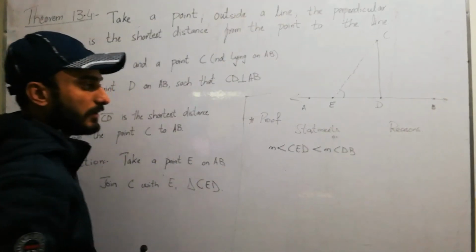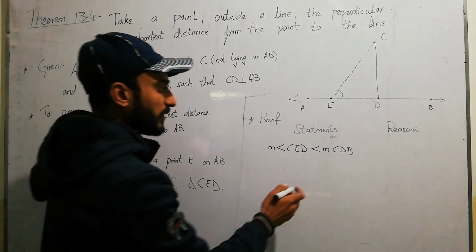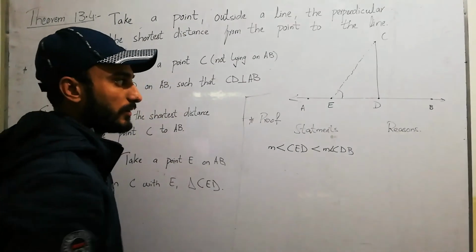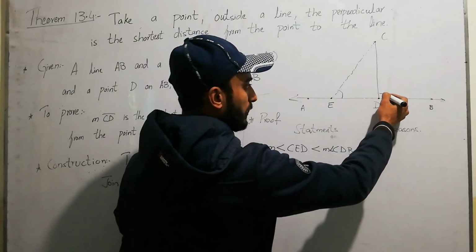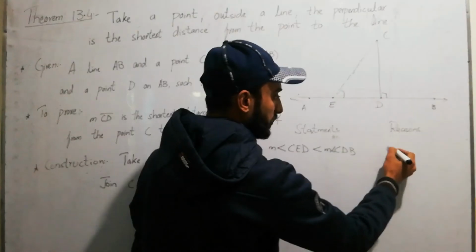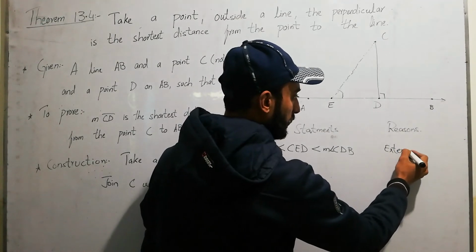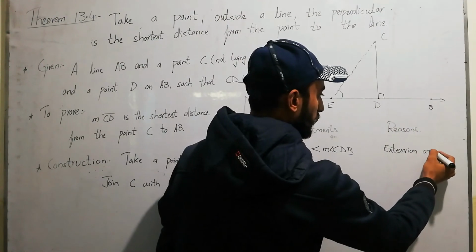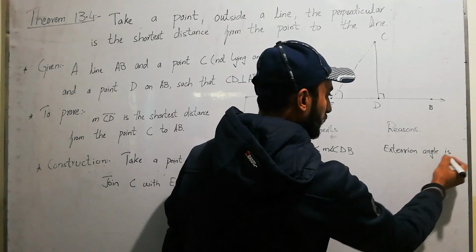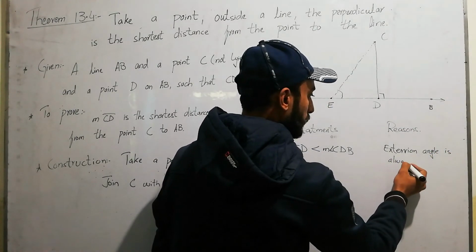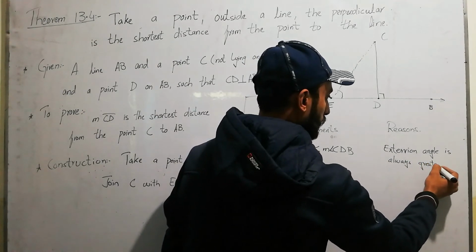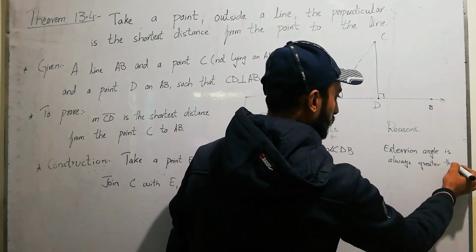Measurement of angle CED is smaller than the measurement of angle CDB, because here CDB is an exterior angle, so the exterior angle is always greater than the interior angle. In reason we can write: exterior angle is always greater than interior angle.